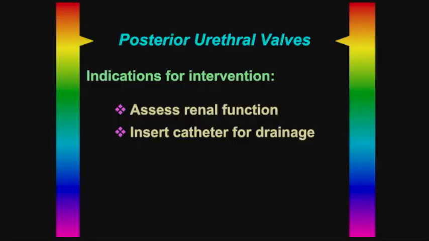With posterior urethral valves, there's obstruction of urine outlet from the bladder, which leads to backup of the urine into the kidneys and ultimately can lead to renal dysplasia and then loss of renal function. Intervention should be considered after we've already assessed the residual renal function in the fetus, and if the fetus still has adequate renal function, then putting a catheter in the bladder can maintain that renal function.